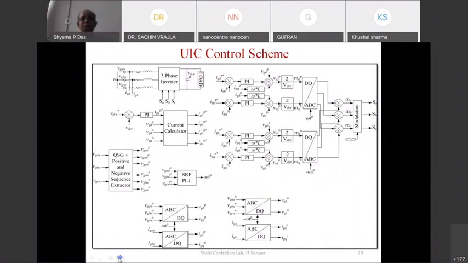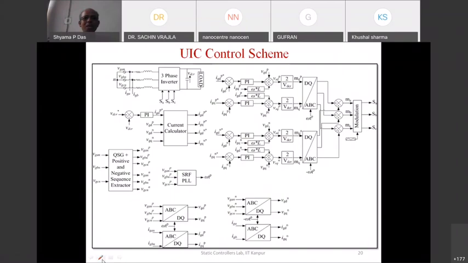Okay, now this is the overall control scheme of the utility interface converter. Now I'll just go one by one. First of all, let us see that we have the generation of IGDP from the DC link voltage. We have a reference. We have to maintain a reference DC link voltage, which is VDCR star.